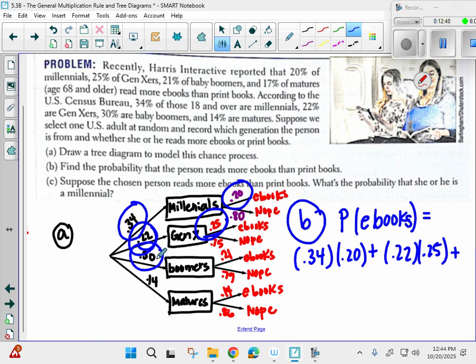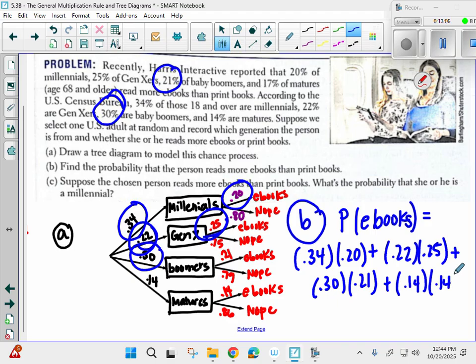So that's say, I can't read the boomers. What is that, 21? No, we're down here, 30%, all right? So I have 30% are boomers, and 21% of them read ebooks. And then I have 14% of matures, and only 14% of the matures read ebooks. They don't like ebooks. All right, and so I get 21%. Okay, just the probability of who reads ebooks.